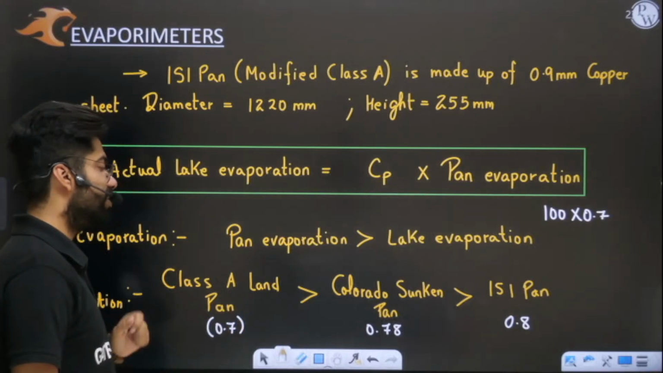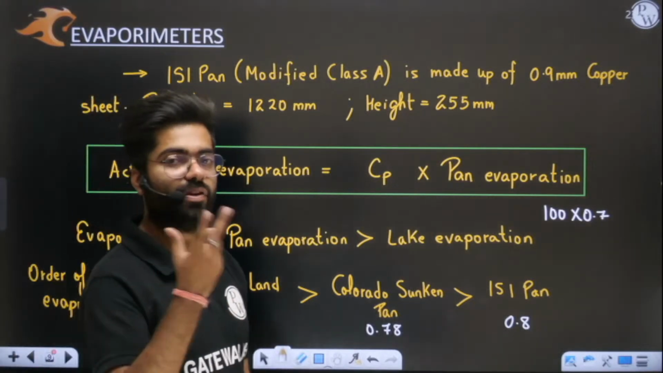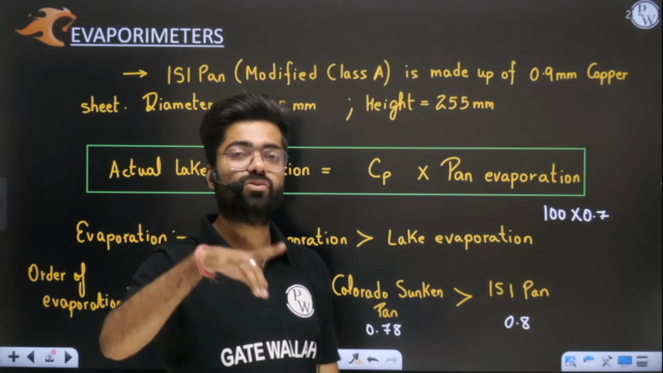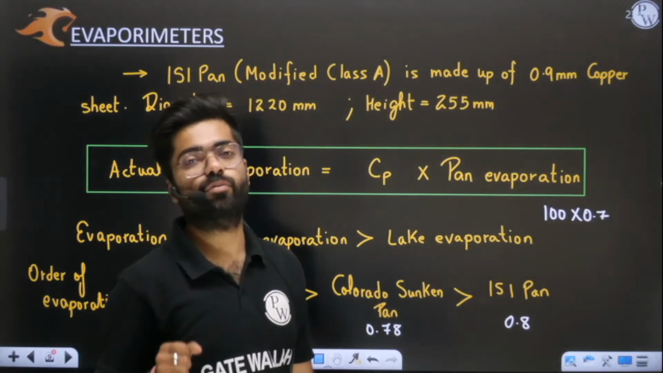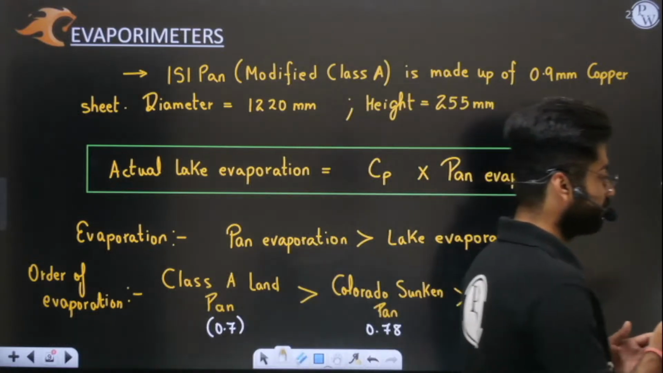Because evaporation is very, very high. Since evaporation is very, very high, that's why pan coefficient is very, very less, so that when you multiply it, the evaporation becomes equal to lake evaporation. Yes or no?